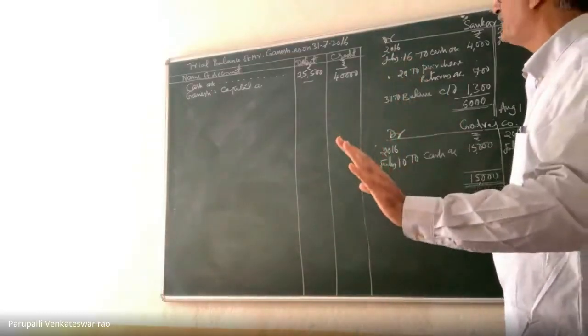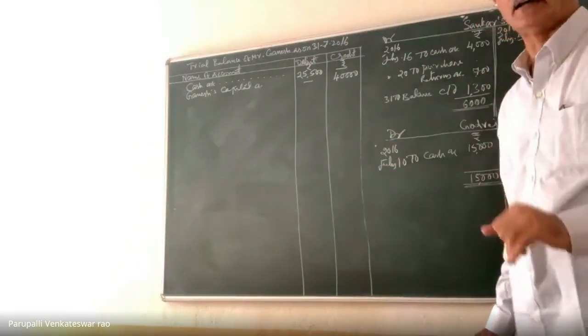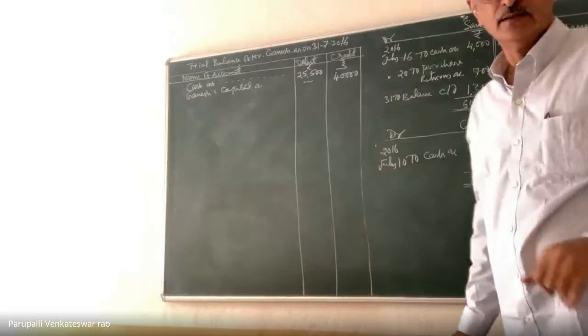Now the Ganesh capital account is prepared. It is showing a credit balance, so write in the credit column. If it shows a debit balance, write in the debit column. That's it. Next one.